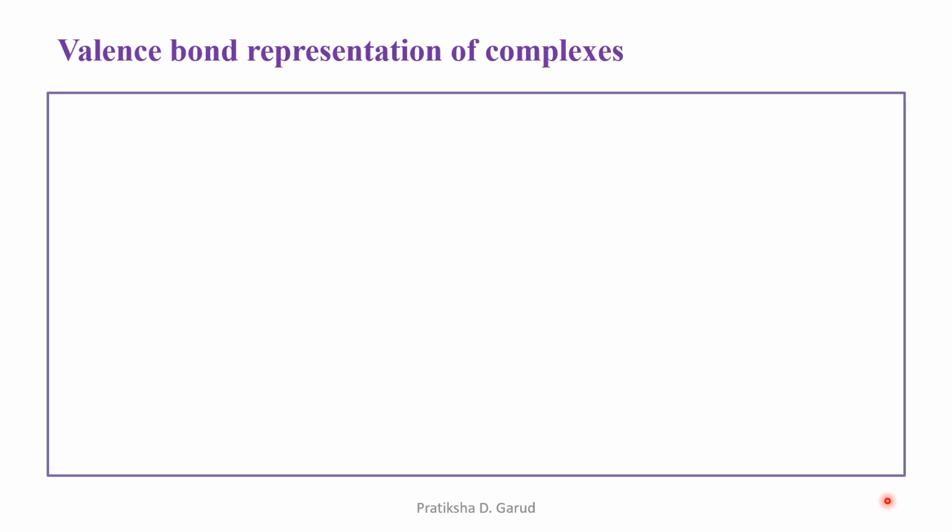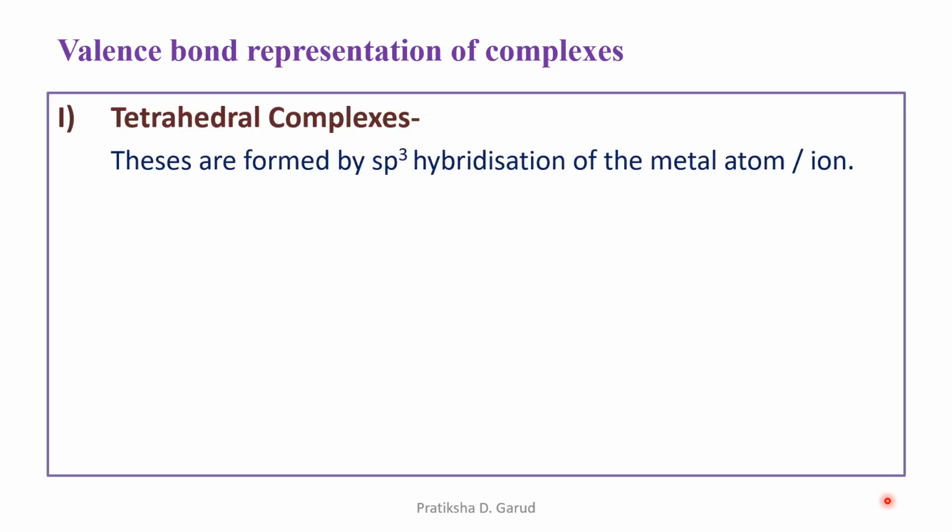So we are having the valence bond representation of complexes, in which the first one is the tetrahedral complexes. We know that tetrahedral complexes are formed by the sp3 type of hybridization of the metal atom or the ion. So what is sp3 hybridization? One s orbital and three p atomic orbitals undergo overlapping, due to which we get the formation of sp3 type of hybridization.